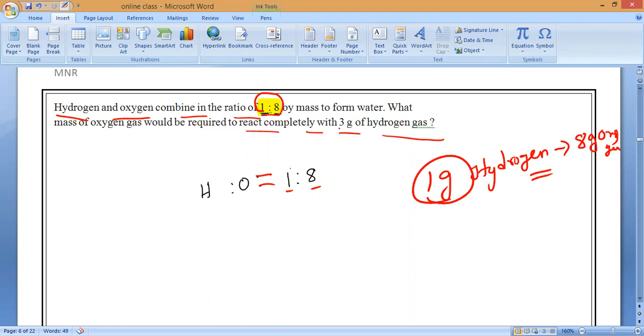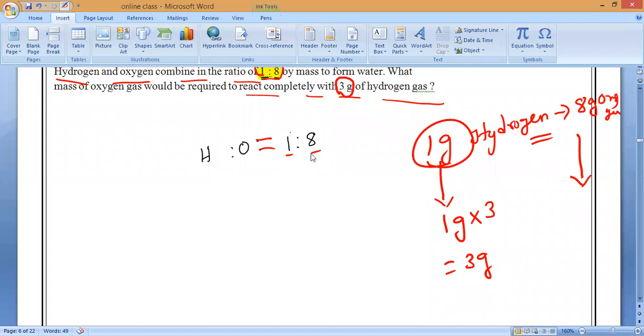Now they are asking completely with 3 grams of hydrogen. So 1 gram of hydrogen becomes 3 grams, meaning 1 into 3, which equals 3 grams. Hydrogen becomes 3 times, then oxygen also becomes how many times? One chocolate costs 8 rupees, guys. Now they are asking for 3 chocolates. How much will it be? 8 threes are how much? 24 rupees.